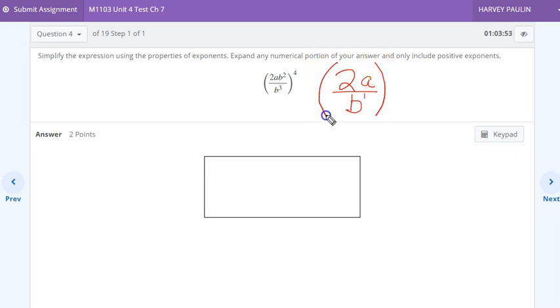So now we're going to raise this to the fourth. So it becomes 2 to the fourth here. And there's a 1 here, so this becomes a to the fourth. And this will be multiplying b to the fourth. So this now, in a sense, goes away, and this is our answer. So 2 to the fourth is 16, a to the fourth over b to the fourth.